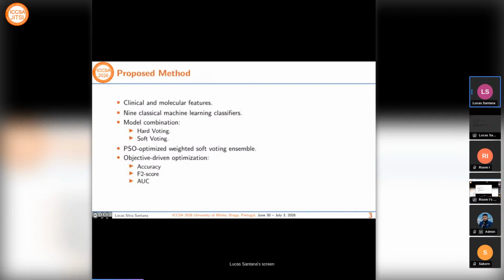This slide summarizes our proposed framework. We use clinical and molecular features as input to 9 classical machine learning classifiers. We first evaluate 2 conventional ensemble strategies, hard vote and soft vote. Then we propose a PSO-weighted soft vote ensemble, where the weight of each classifier is automatically determined by the PSO. Finally, the optimization can be driven by different objective functions, allowing us to maximize accuracy, F2 score, or AUC, depending on the desired evaluation criteria.